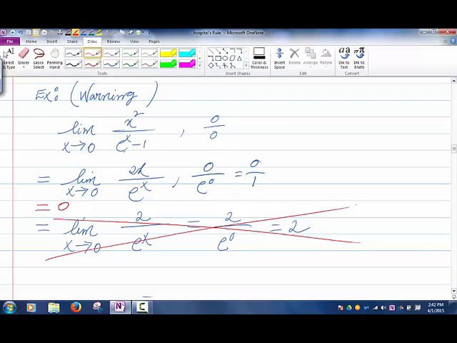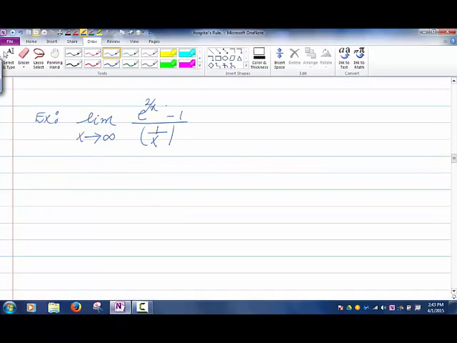Is everybody okay? What's the point of this problem? Just to make you remember that you should never apply L'Hopital's rule without checking the limit form. Okay? Alright. Next problem.